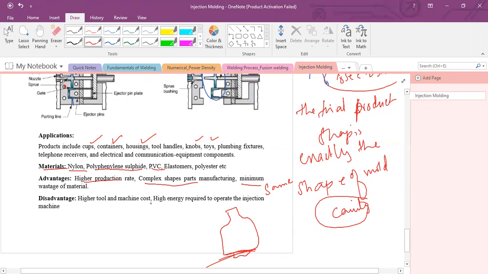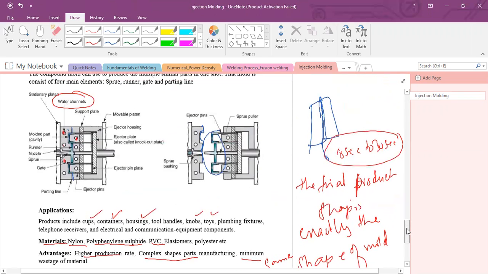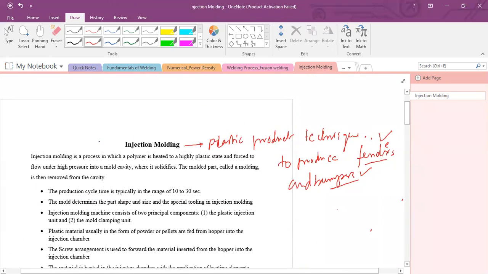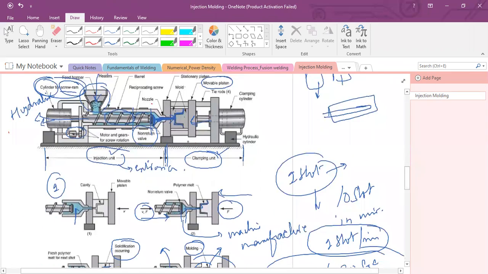Disadvantages: high tooling and machine cost, and high energy is required to operate the injection molding machine. Exactly, if you want to produce fenders and bumpers, as I've explained, you need a large injection molding machine, which covers a lot of space in the production area. High tooling is required. Tooling means we need large molds, and the cost of the whole machine will increase because it will cost a lot of money.